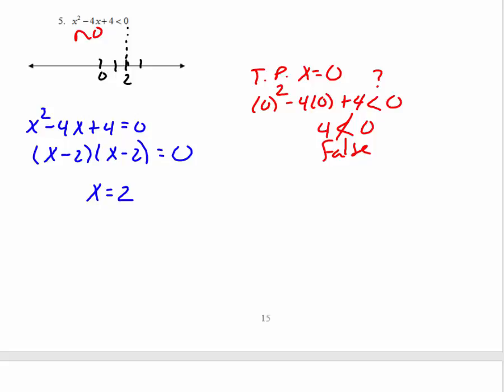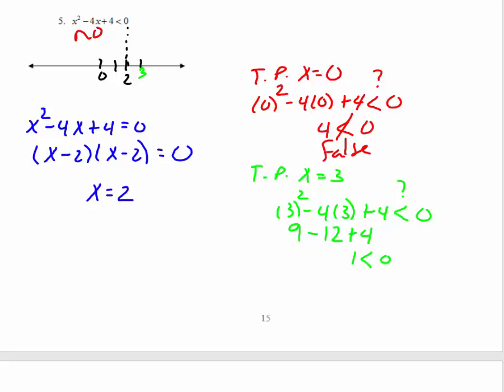So let's go ahead and just try a point on the right hand side. Let's do another test point. Let's do x equaling 3. So test point of x equaling 3. So we'll try the right side. Plugging in a 3, I get 3 squared minus 4 times 3 plus 4 is supposed to be less than 0. Is that true? Well, 3 squared is 9, 4 times 3 is 12, plus 4. 9 minus 12 is a negative 3, and negative 3 plus 4 is 1. Is 1 less than 0? No. So the left side didn't work, and the right side didn't work.